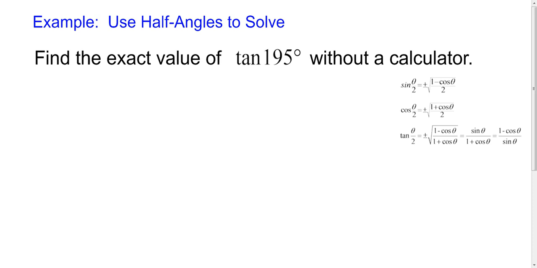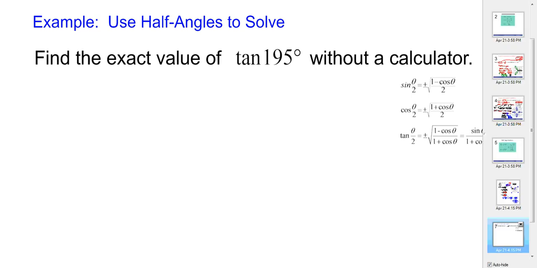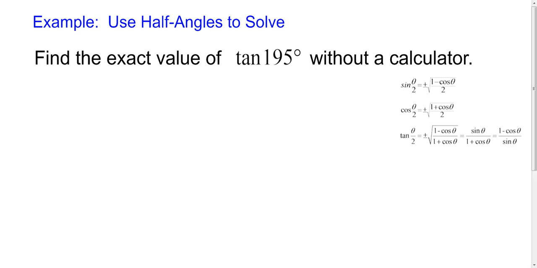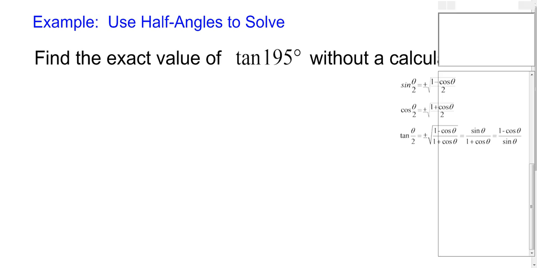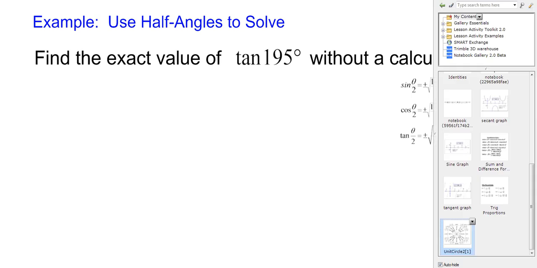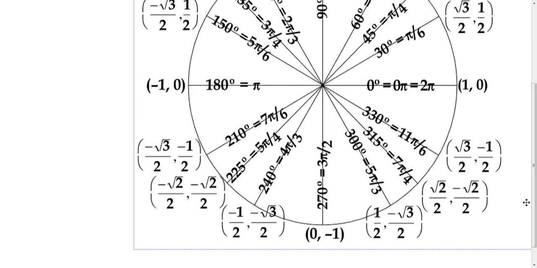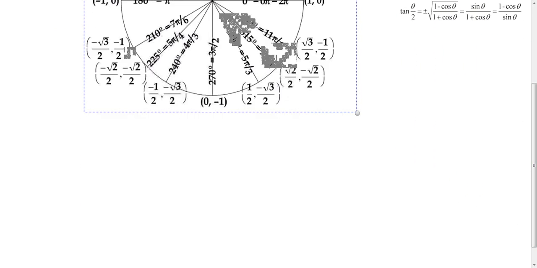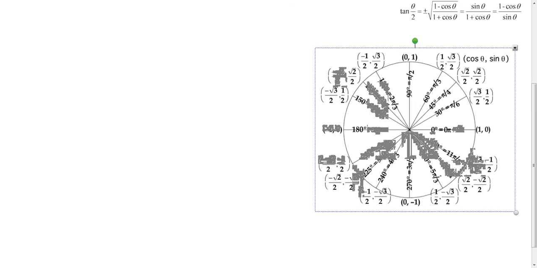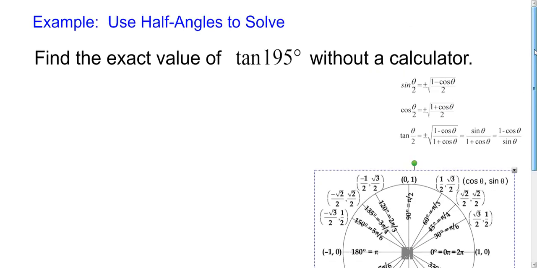This is tangent at 195 degrees, okay? Again, if you think about your unit circle, you do not have 195 degrees on your unit circle, and so you have to find a different way to do that, okay? So you are going to, again, use half angle formulas in this case. We could do addition and subtraction formulas, some difference, but we want to practice half angles today.